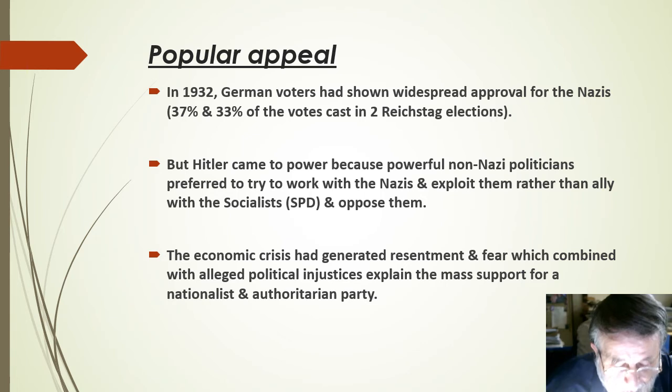In terms of popular appeal, in 1932, German voters had shown widespread approval for the Nazis, and in the 2 national elections of that year, the Nazis had polled 37% and 33% of the votes cast in the 2 Reichstag votes. But Hitler came to power because of powerful non-Nazi politicians who preferred to try to work with the Nazis and exploit them, rather than ally with the socialists and oppose them.